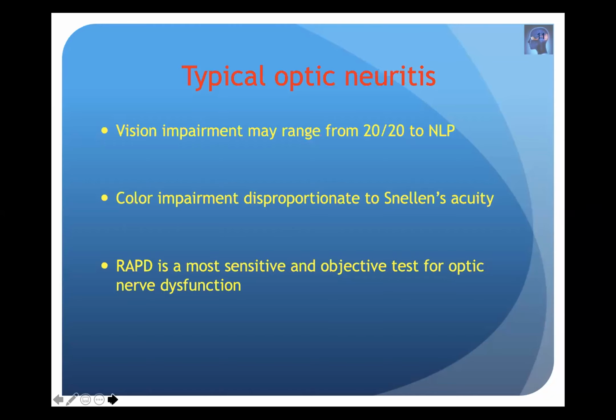In typical optic neuritis, color impairment is disproportionate to Snellen acuity, and RAPD is the most sensitive and objective test for optic nerve dysfunction, except one caveat. There is one situation in which there can be optic neuritis, but still you may not see relative afferent pupillary defect. If you have a patient of optic neuritis and he had subclinical optic neuritis in contralateral eye, and at the time of examination, both optic nerves are equally damaged, then despite current optic neuritis, you may not see RAPD. But this scenario we encounter seldom.